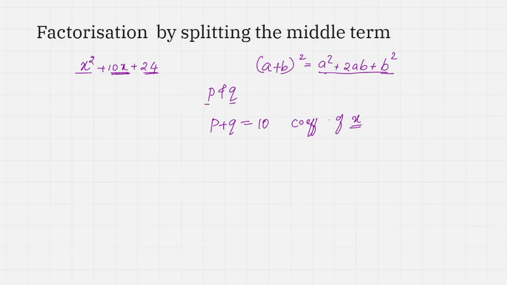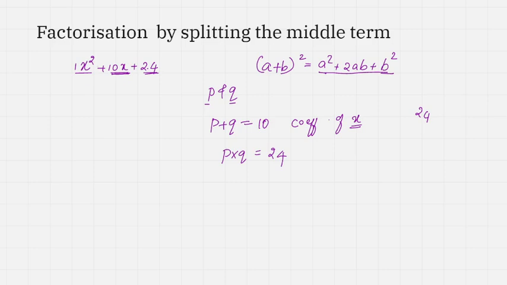And what else is there? a into c, that is the coefficient of x square into the constant. That will be p into q. So you have to find p and q such that p plus q is equal to 10 and p into q is equal to 24. Here p into q is equal to 24 because the x square coefficient is 1, and 1 into 24 is 24. So you have to find p and q such that the sum of the numbers will be 10 and the product will be 24. How will you do that?